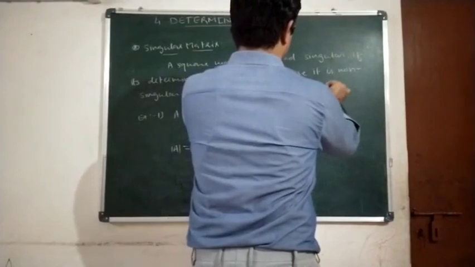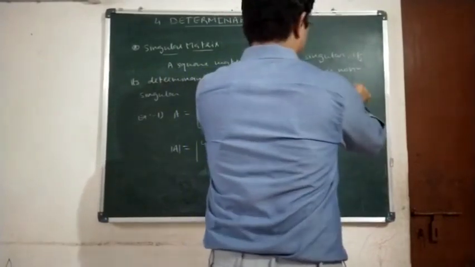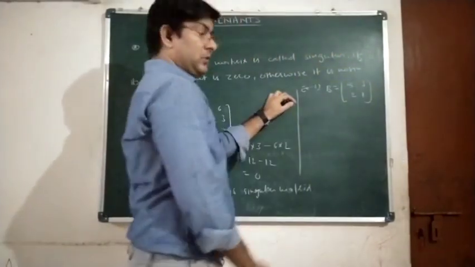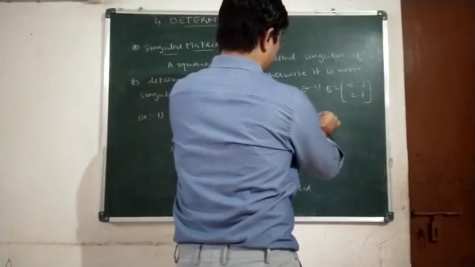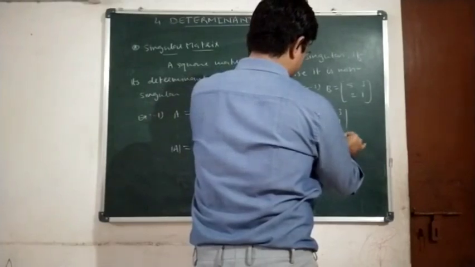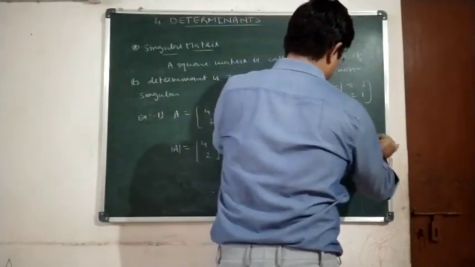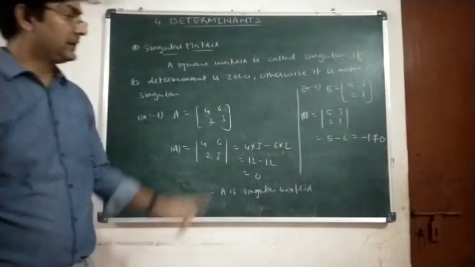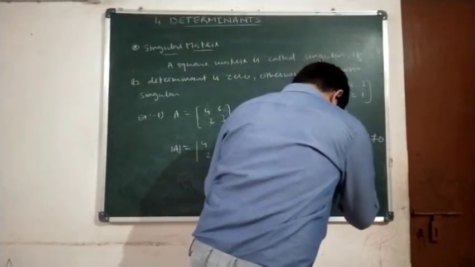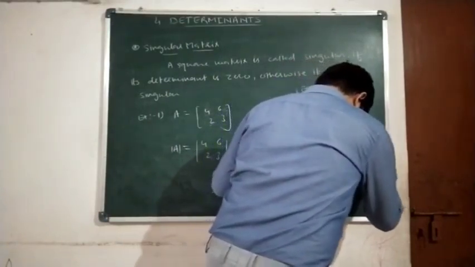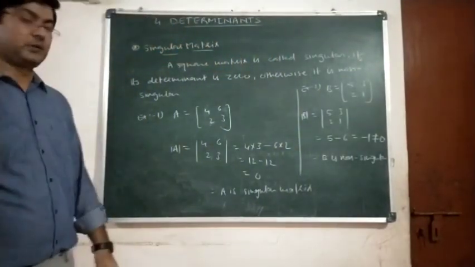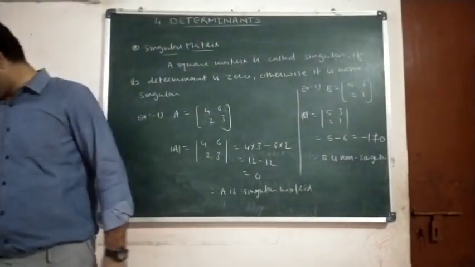While example number 2, let us consider matrix B, 5 3, 2 1. Over here determinant of B will be given by 5 1 minus 6, which is equal to minus 1, which is not equal to 0, and therefore matrix B is non-singular. Therefore matrix B is a non-singular matrix. Clear?